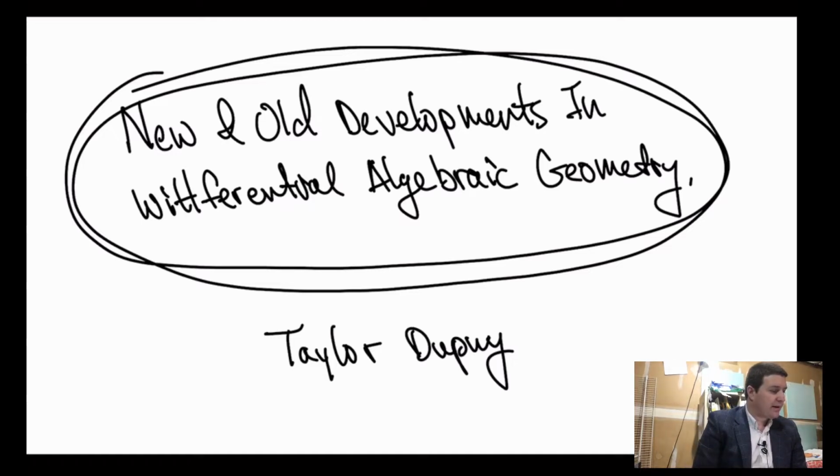So I'm going to be talking about some developments about Wittferential algebraic geometry. So this is essentially differential algebraic geometry where you replace the usual derivative operator with a thing called a p-derivation or a Boolean derivation, and yeah, so I'm just going to jump into this.